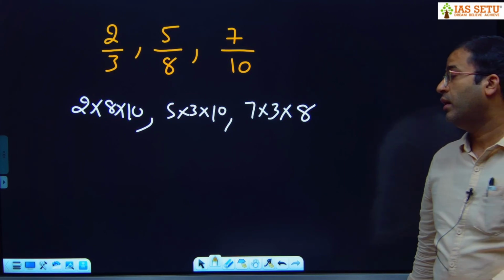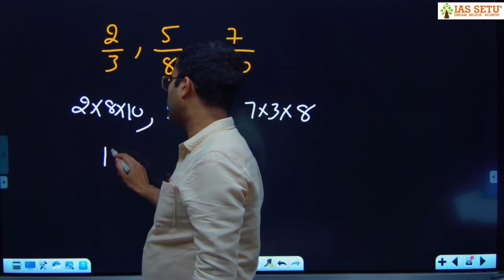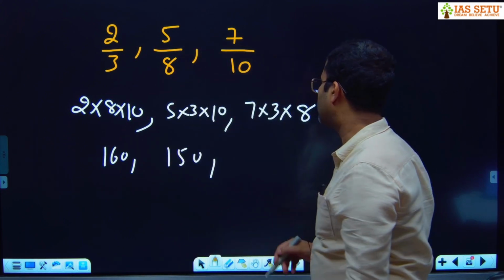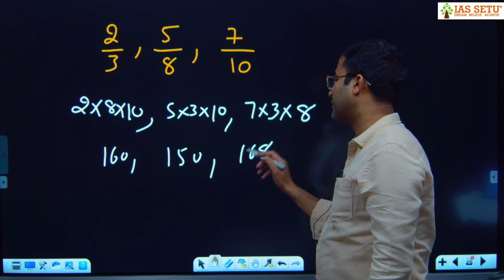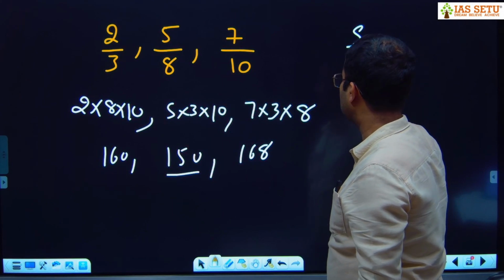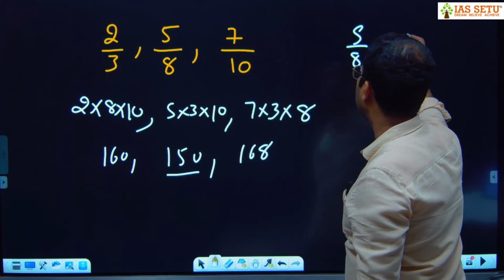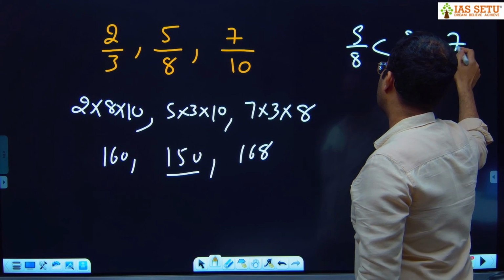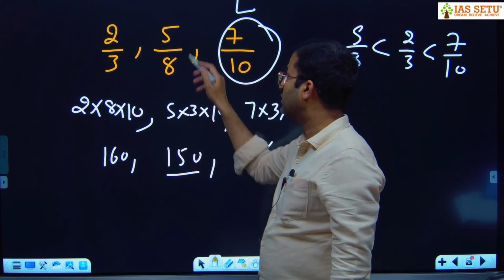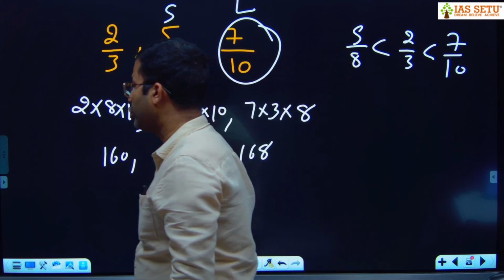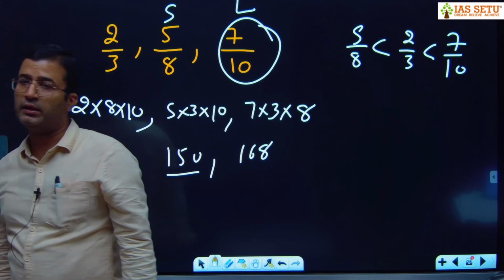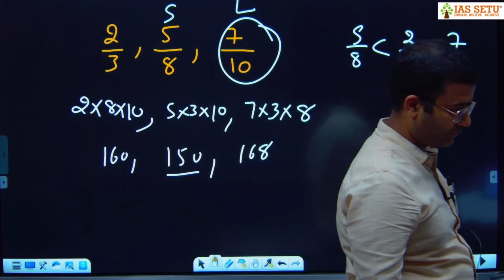So what will happen, this is 16 into 10, 160. This is 15 into 10, 150. This is 21 into 8, 168. Then this is the smallest. It means 5 by 8 is the smallest, smaller than 2 by 3, smaller than 7 by 10. So this 7 by 10 is the largest, this is the smallest. So you multiply numerator with the remaining denominators. That will help you to manage it.